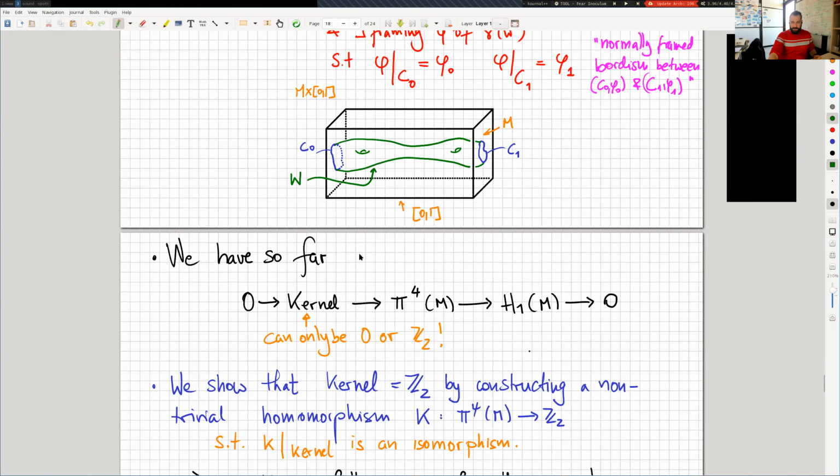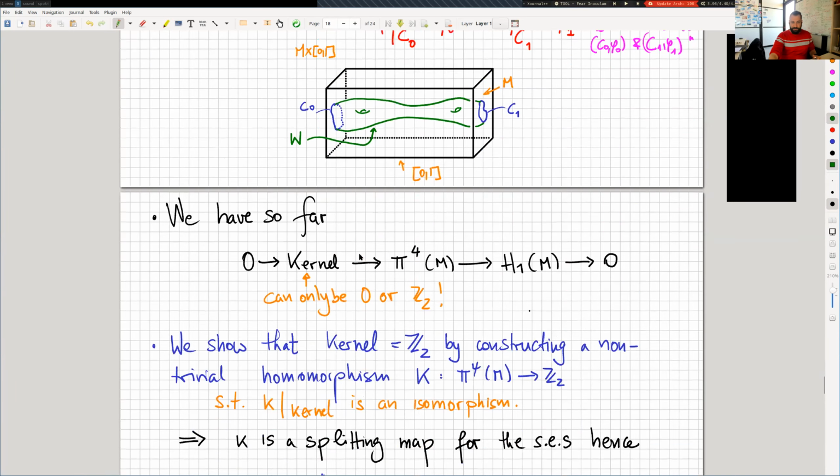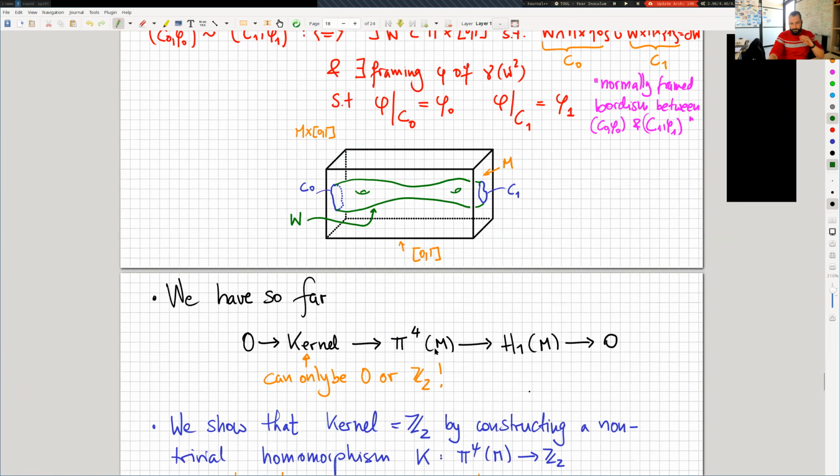Okay, let me summarize what we have so far. We know this map here is surjective, right? This extends also to 0 here. Thus we get a short exact sequence, of course, if we put here the kernel of this map. And this kernel can only be 0, the trivial group, or Z2, of course.